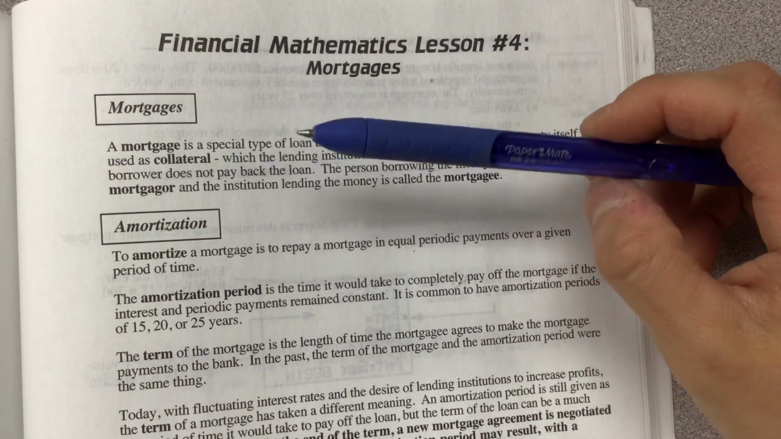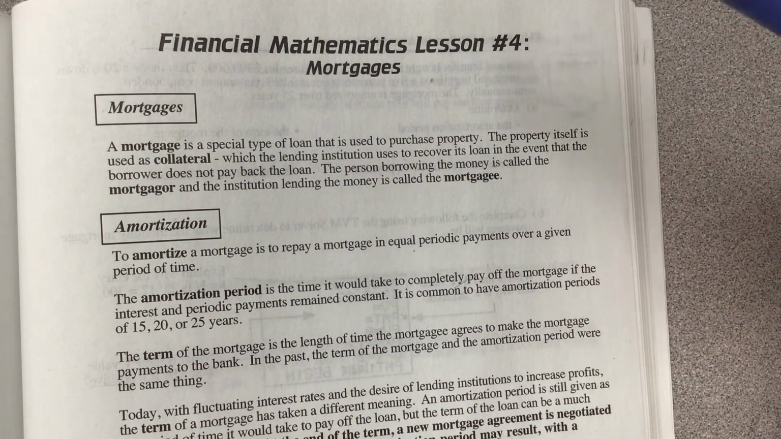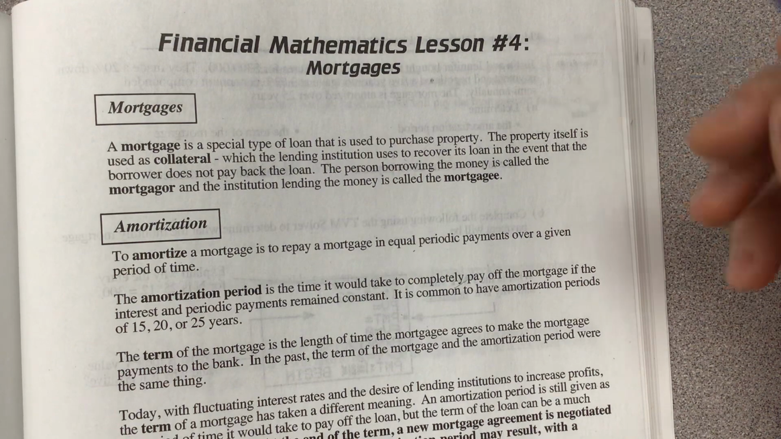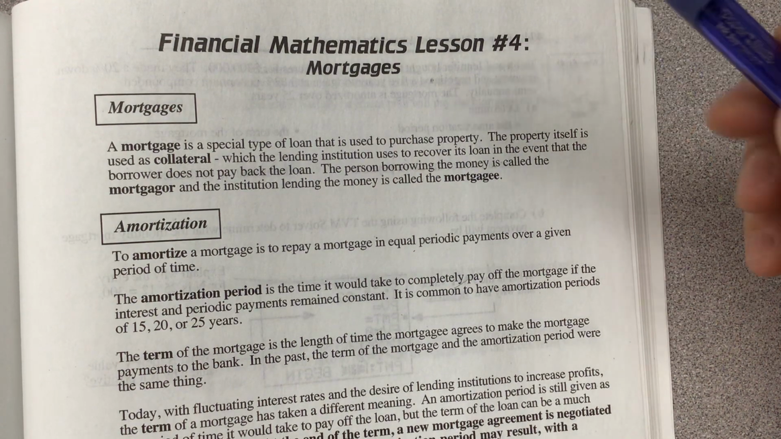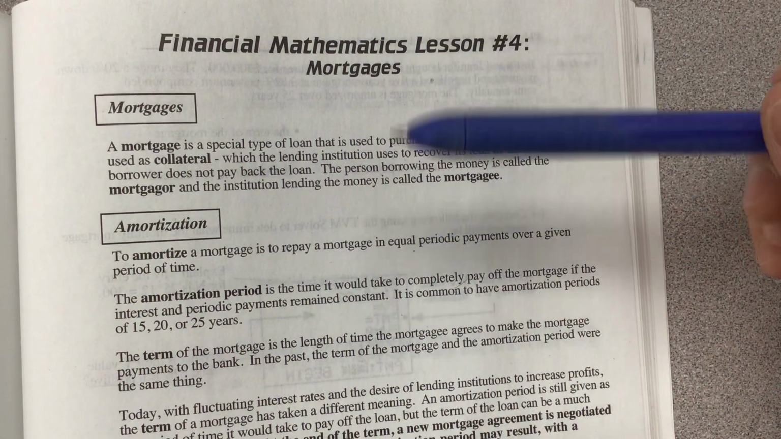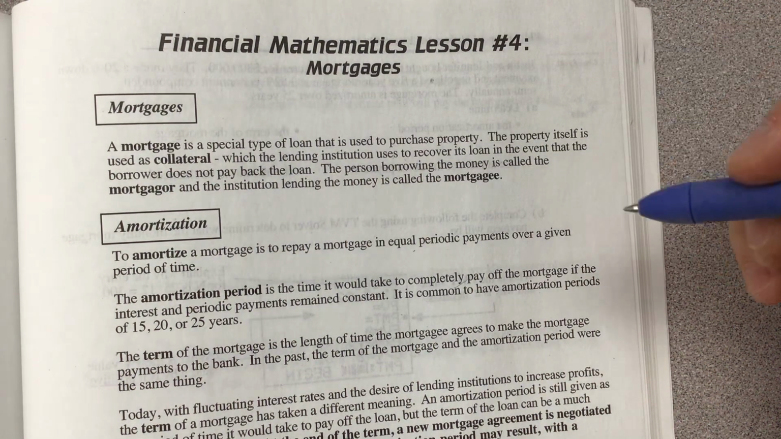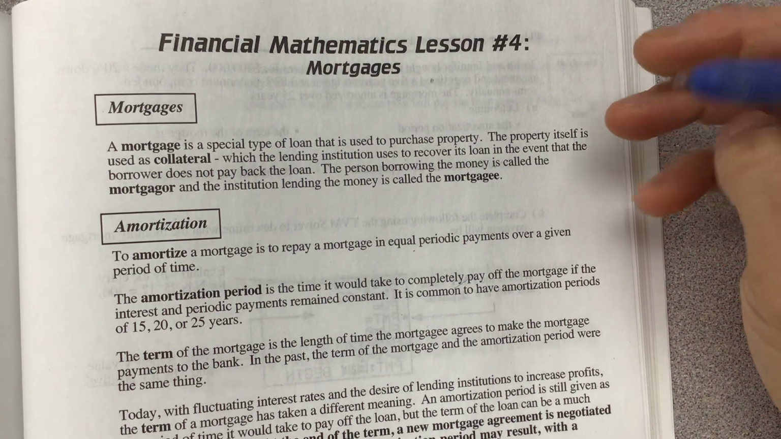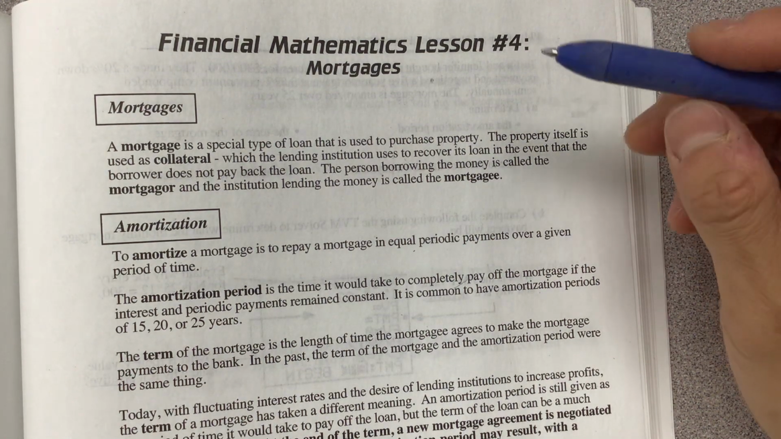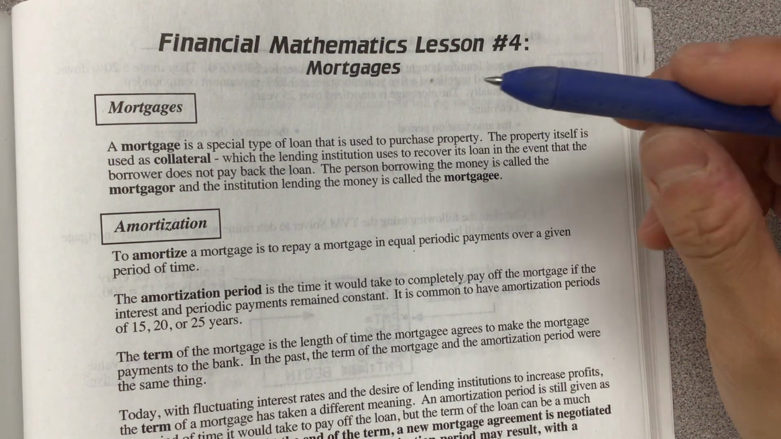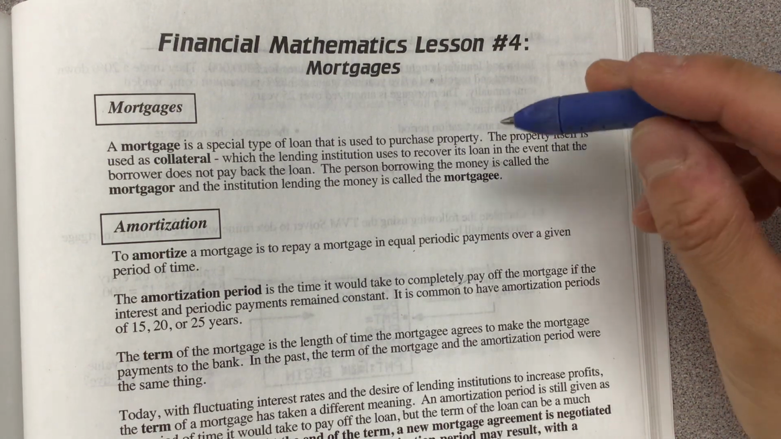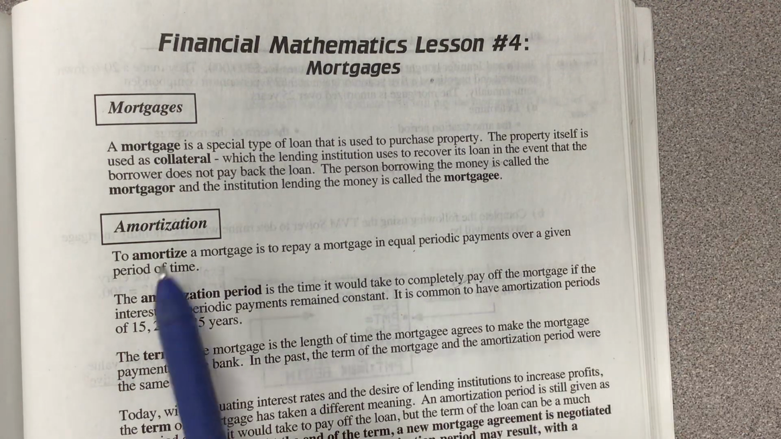So a mortgage is a type of loan that's used to purchase property, and the property can be used as collateral. If the person that borrows the money can't pay it back, then whoever lends the money can recover its loan by taking the property back. The person that borrows the money is called the mortgagor, and the person that is lending the money is called the mortgagee.